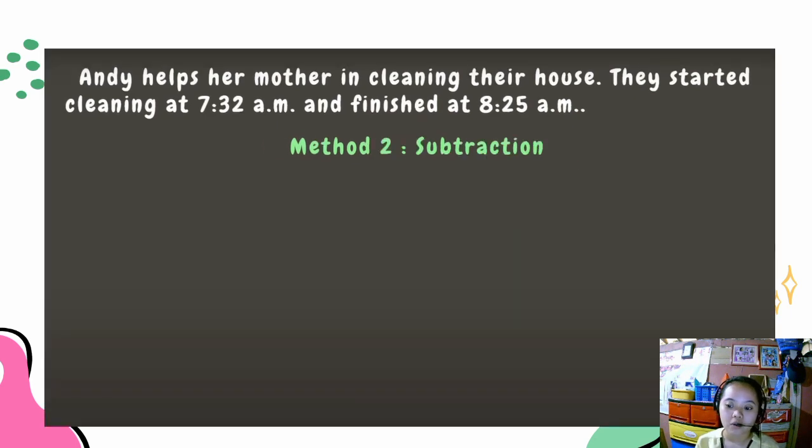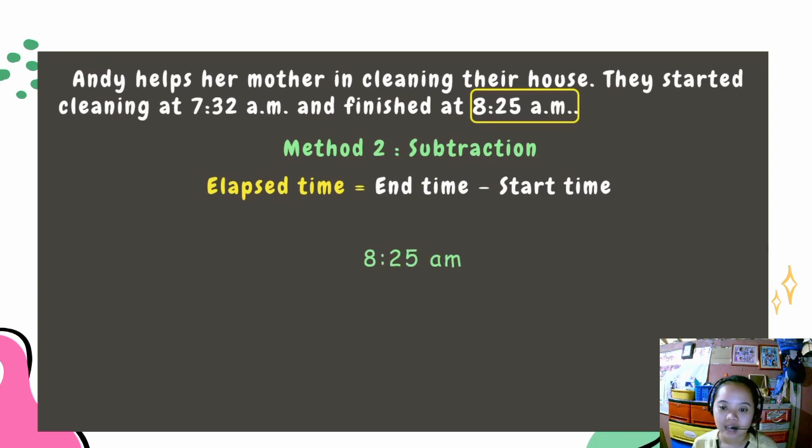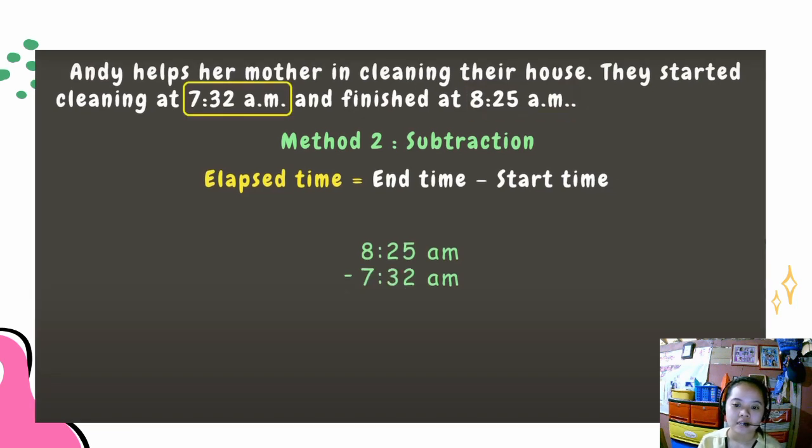So another method that I will teach you is method number 2, which is subtraction. This is the formula: elapsed time equals end time minus start time. So again, let's identify the end time here and substitute it. The end time here is 8:25 a.m. So 8:25 a.m. minus the start time, which is 7:32 a.m.